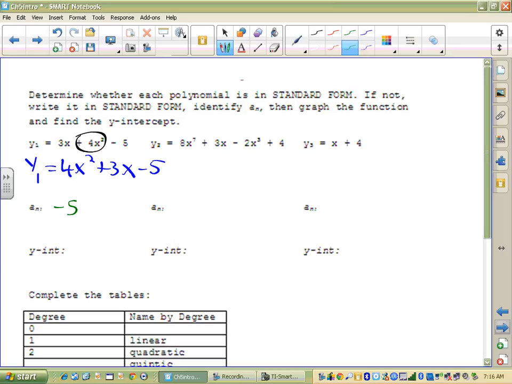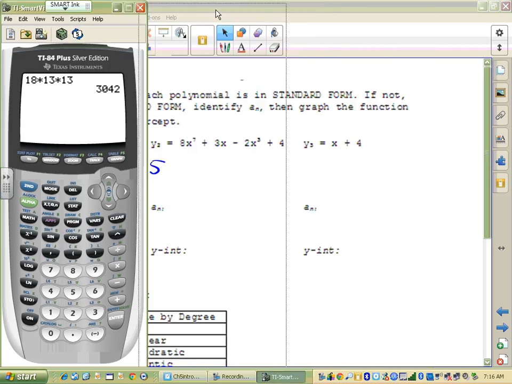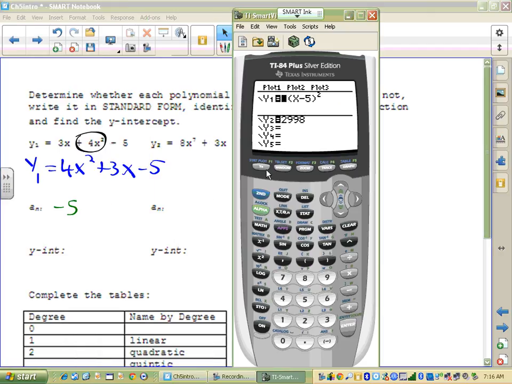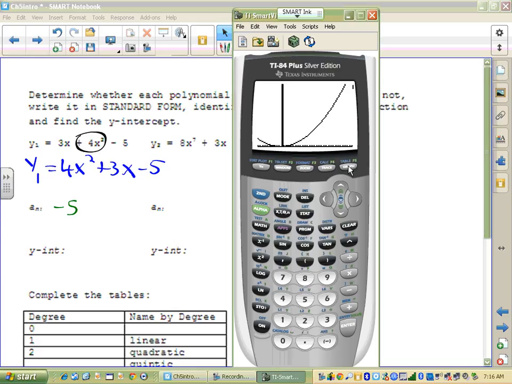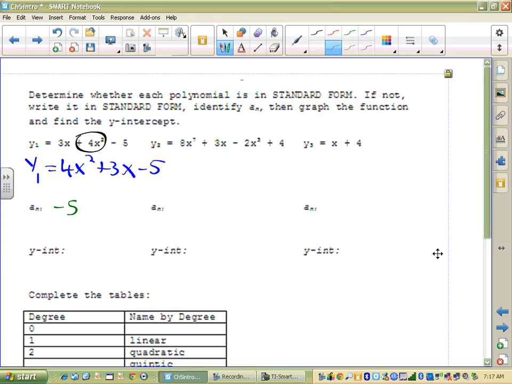Now it says graph the function and find the y-intercept. It's a good thing I have my graphing calculator at the ready. So here we go. Y equals 3x plus 4x squared. The function doesn't have to be in standard form to put it in the graphing calculator, but you probably already knew that. To find the y-intercept, I calculate a value when x is 0. My y-intercept is -5, or the point, I should be more clear, 0, -5.